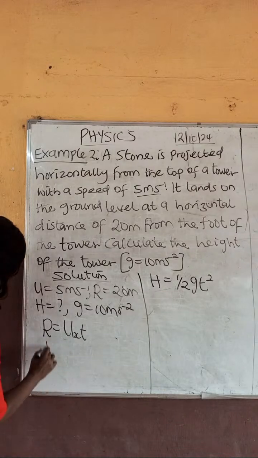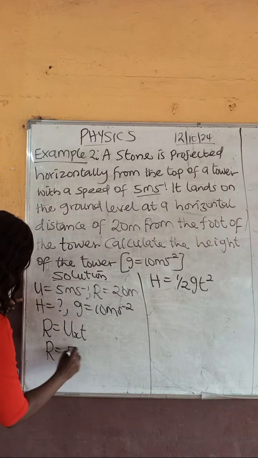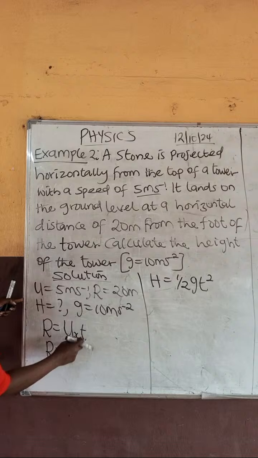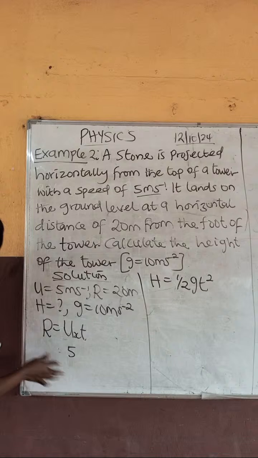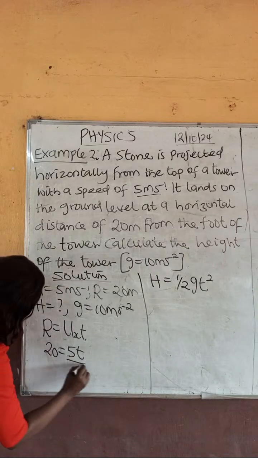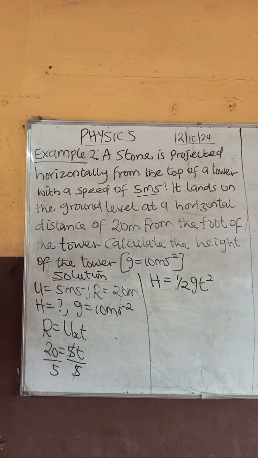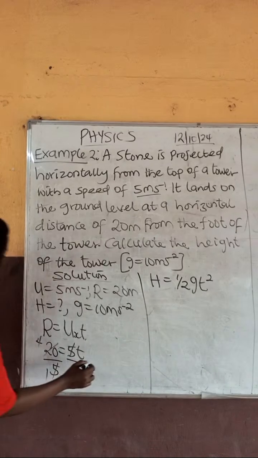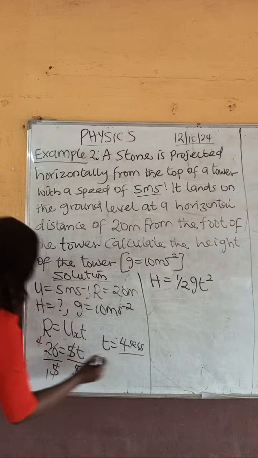All right. So my R is equal to, what is my u? My u is 5. Then my t, I don't know. Okay, I have my R, let me put it in. My R is 20, equals 5T, right? I divide both sides by 5. This cancels this, right? 5 into itself 1, 5 into 20 is 4. So therefore, my time is 4 seconds.